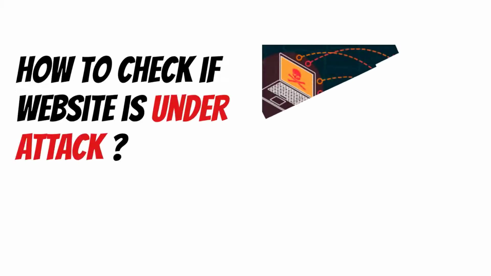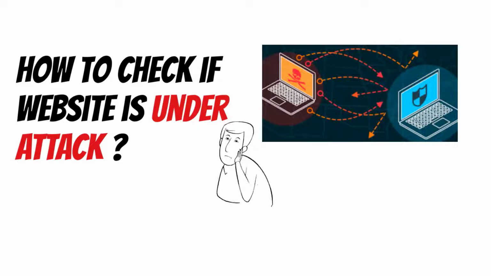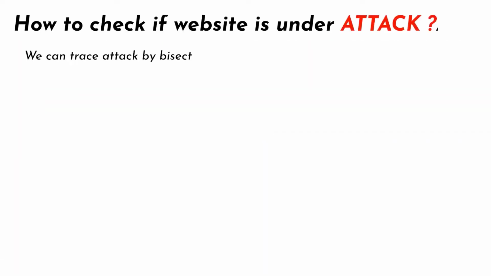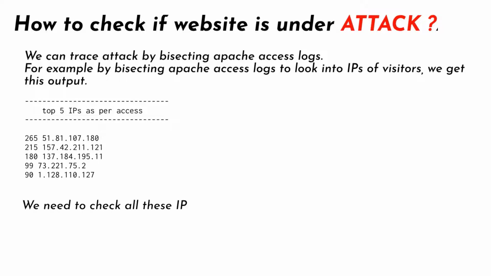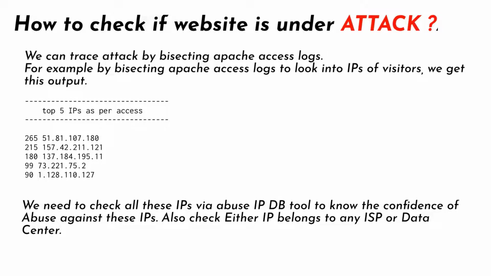In this segment, we will learn how to check if website is under attack. We can trace attack by bisecting Apache access logs. For example, by bisecting Apache access logs to look into IPs of visitors, we get this output that is appearing on the screen. We need to check all these IPs via Abuse IPDB tool to know the confidence of abuse against these IPs. Also, check whether the IP belongs to any ISP or data center.